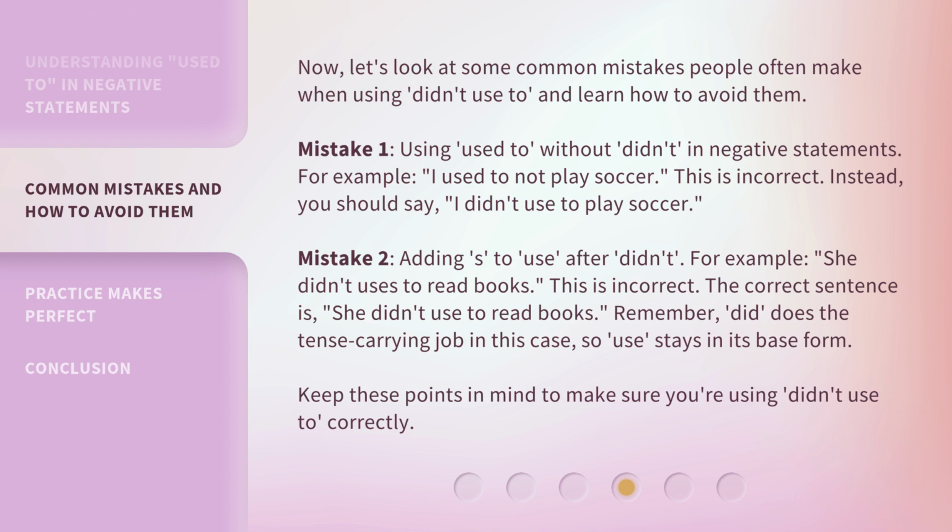Mistake 2. Adding s to use after didn't. For example, she didn't uses to read books. This is incorrect. The correct sentence is, she didn't use to read books. Remember, did does the tense carrying job in this case, so use stays in its base form. Keep these points in mind to make sure you're using didn't use to correctly.